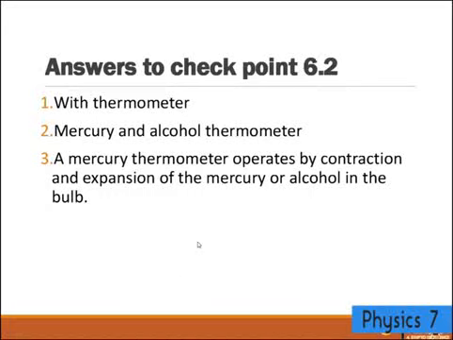And similarly, in terms of when the temperature begins to decrease, then you will see contraction. In other words, the liquid in the thermometer, whether it's mercury or the alcohol, will literally seem to be decreasing in terms of its length due to contraction.